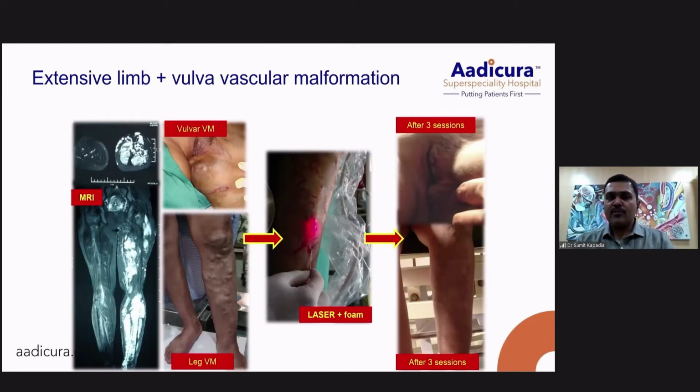That's one of our complicated patients who has extensive malformation involving the lower limb and the vulva, and that's the patient who presented to us with a large vulval swelling and the limb malformation. She was treated with laser for the larger veins and sclerotherapy for the rest of the malformation. And after 3 sessions, we see that the limb swelling has reduced by almost 50 to 60%, and even the vulval swelling, which originally she presented with, has reduced remarkably.